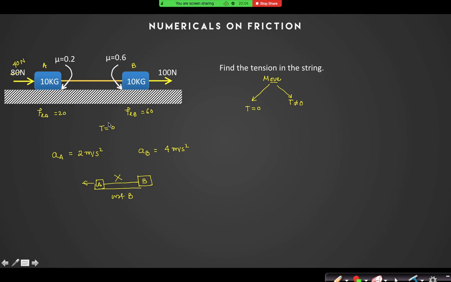So if it is not possible, tension cannot be 0. Can tension be 0 here? The tension will always remain taut. Sir, can you please repeat once? I got disconnected. Yes, I have said that.